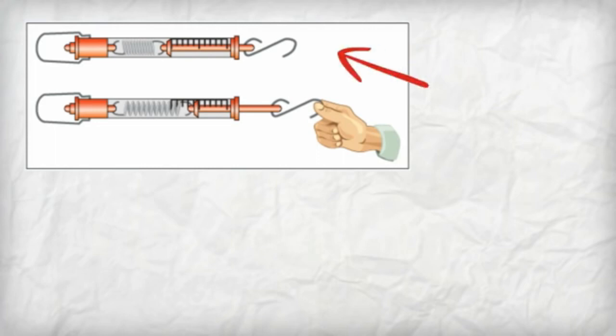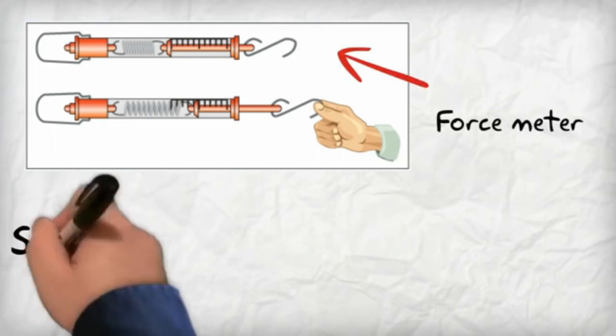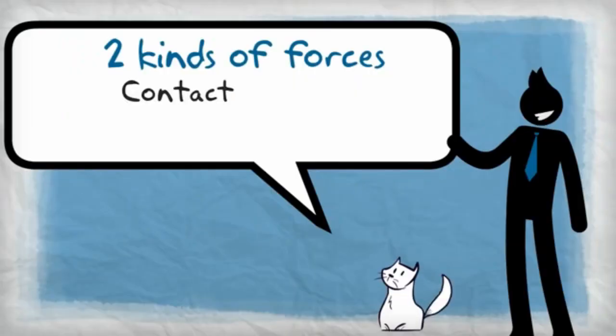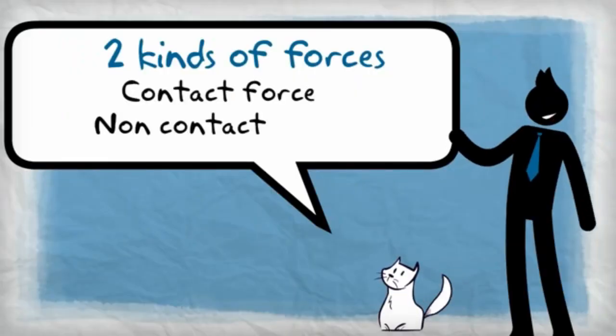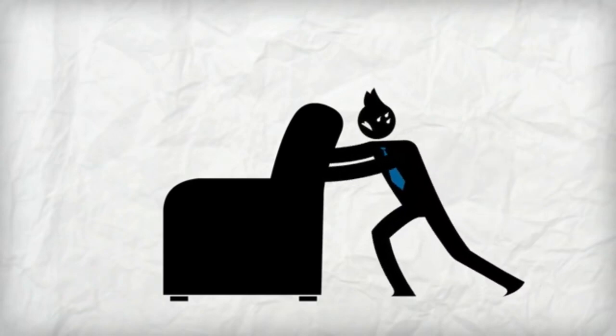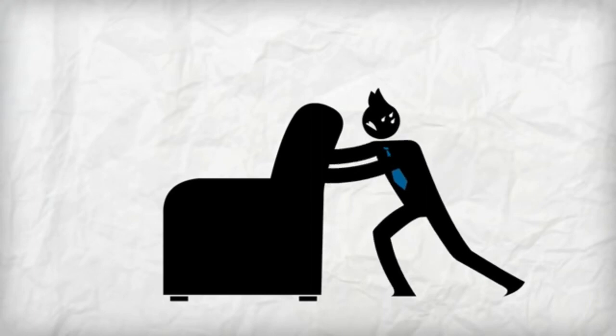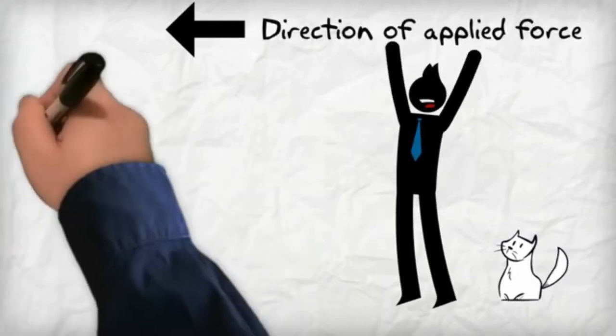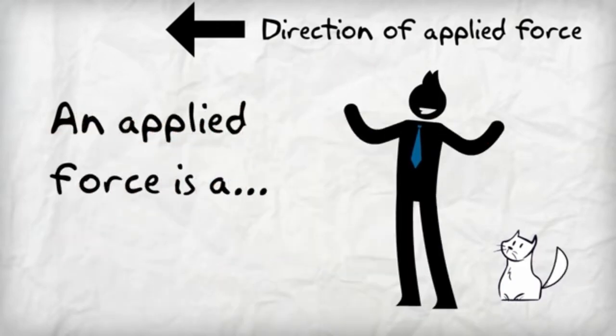A force is measured using the force meter. The SI unit of force is the Newton. There are two kinds of force: contact force and non-contact force. When we push or pull an object, we have applied force to the object, and the object will move in the direction of the applied force. An applied force is an example of a contact force.